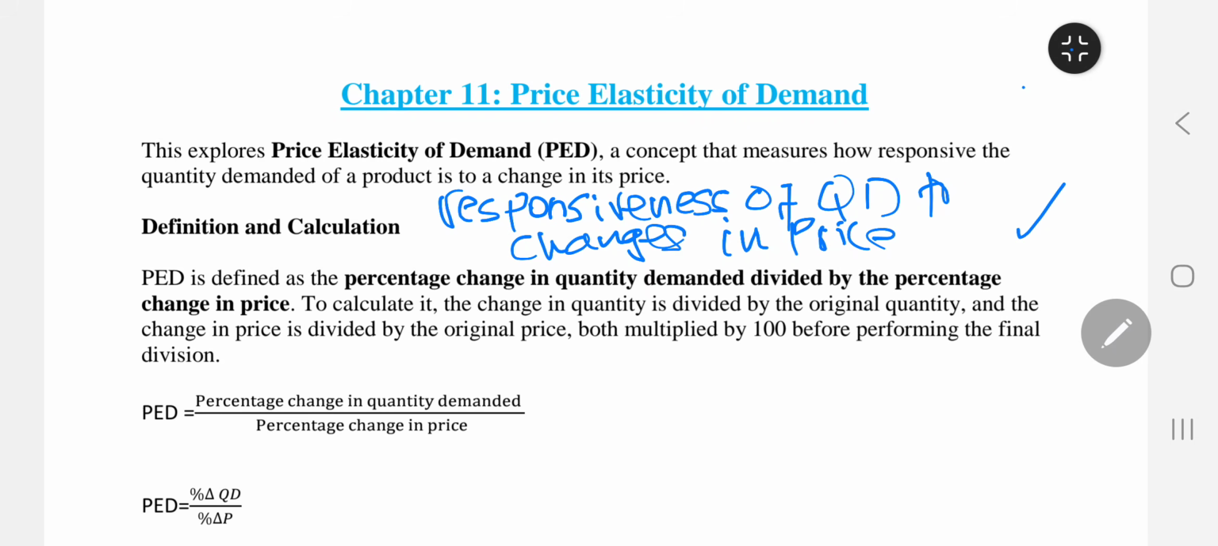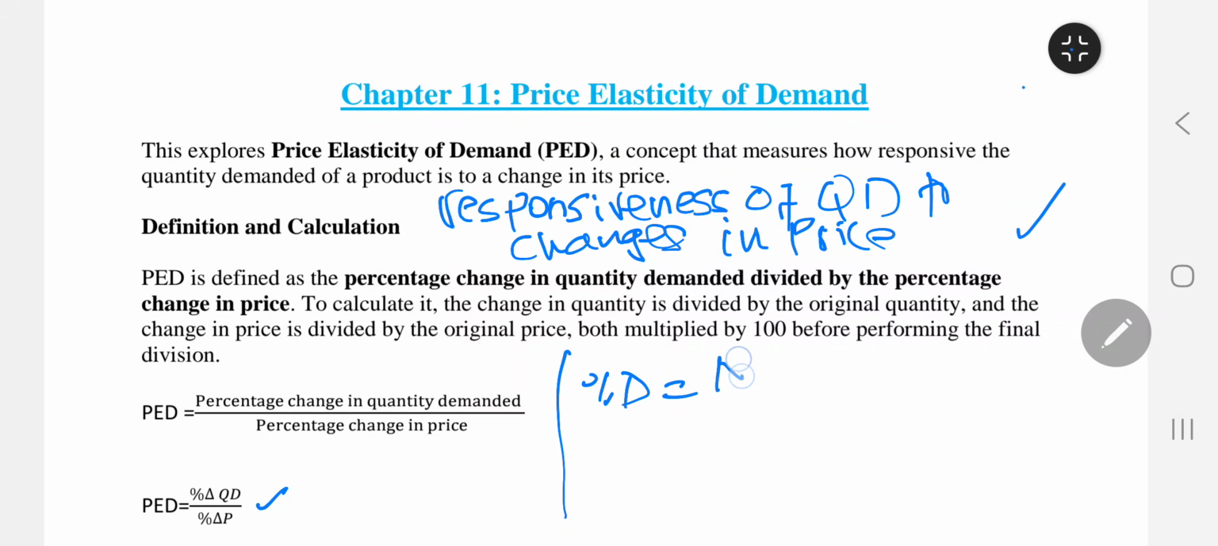Now, how do we calculate PED? So PED is calculated by this formula here, which is basically percentage change in quantity demanded divided by percentage change in price. This is how you can write the formula in brief: percentage change in quantity demanded over percentage change in price. So if you write it like this, you can remember it easily. But first you need to know how you get the percentage change.